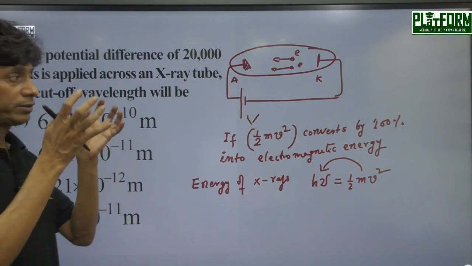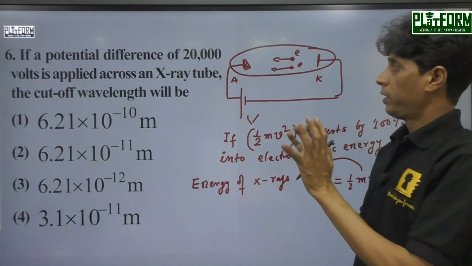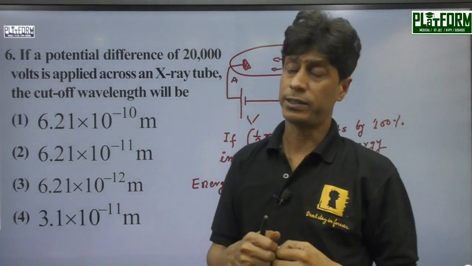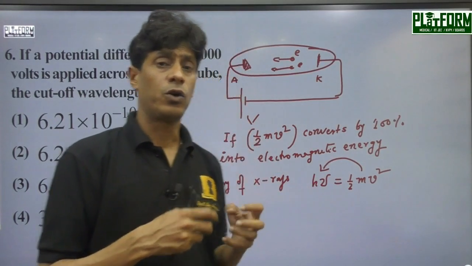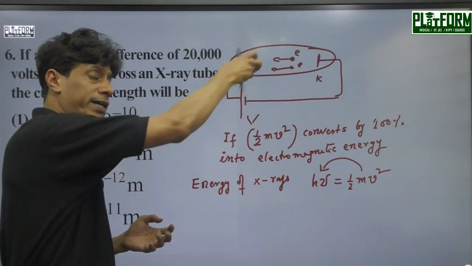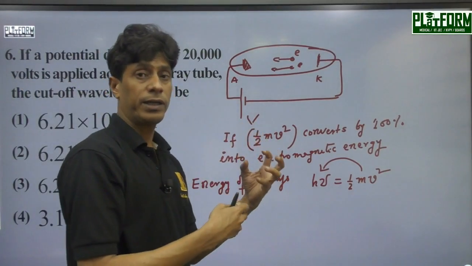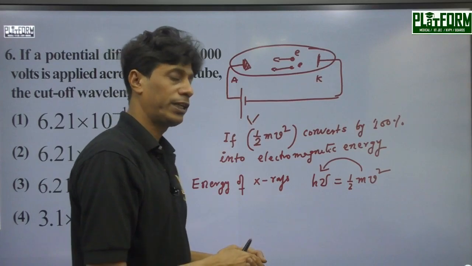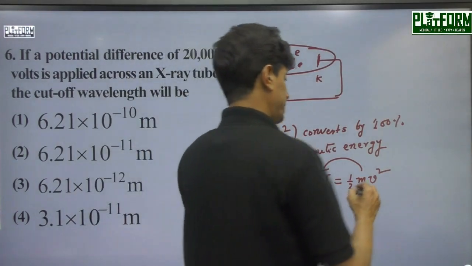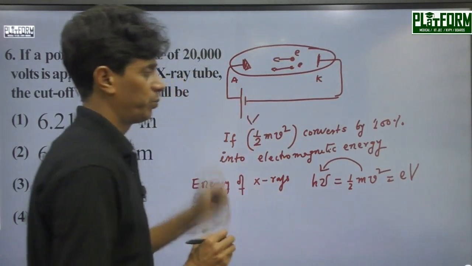It is possible when any moving charge is suddenly stopped or accelerated. We know accelerated and decelerated charge always produces electromagnetic waves. So if this electron of high kinetic energy is suddenly stopped by the metal, then in the ideal condition the total kinetic energy converts into electromagnetic energy, so h nu equals half m v squared. And this energy comes from the potential difference given in the Coolidge tube.